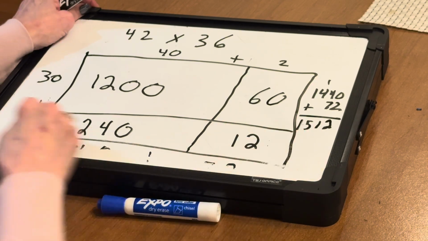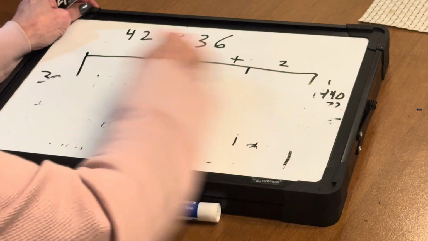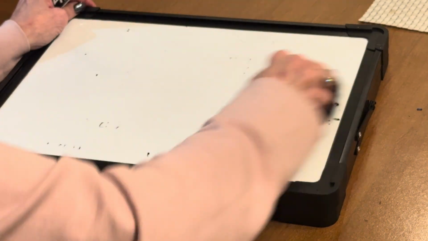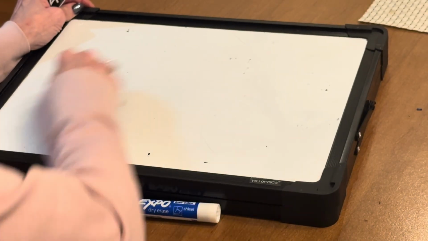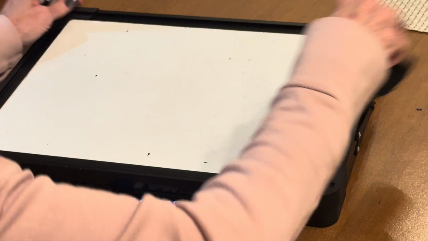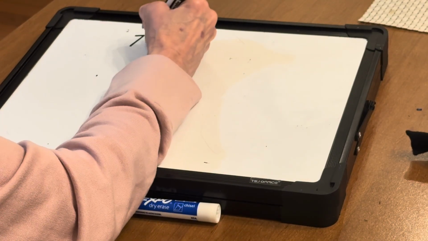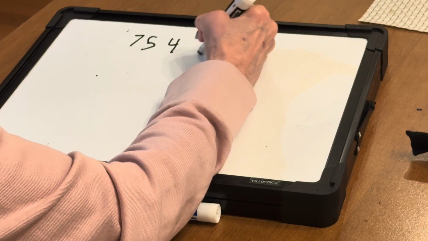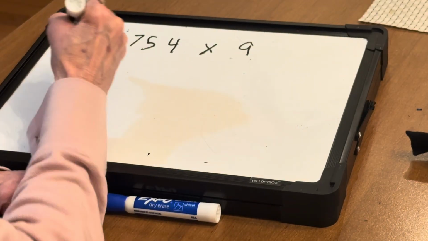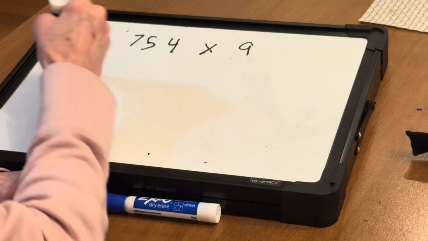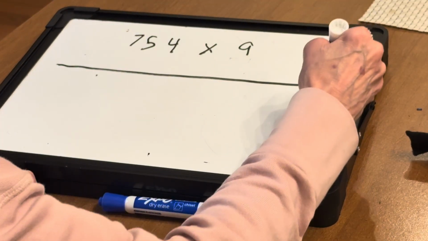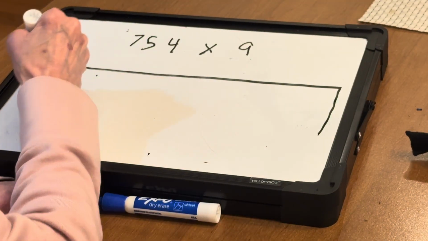All right, so let me show you now. You can use this. Let's say we have a problem that is 3 digits by 1 digit. So let's say I'm gonna multiply 754 times 9. Okay, well this time I need a box that's 3 by 1. So it's gonna be longer and thinner, right?